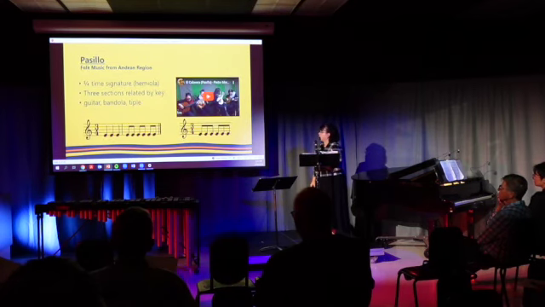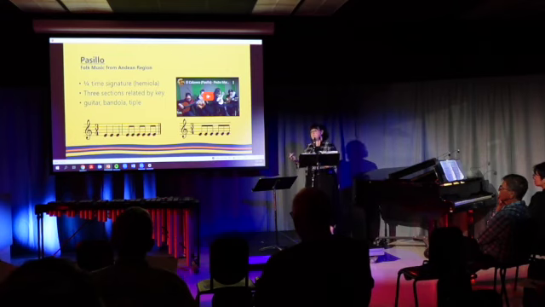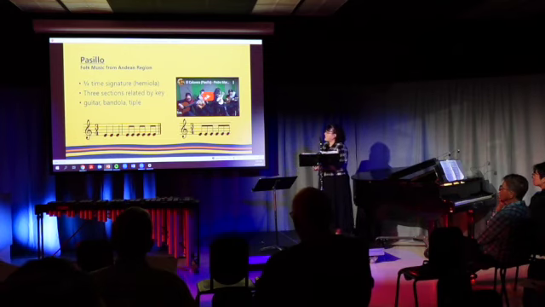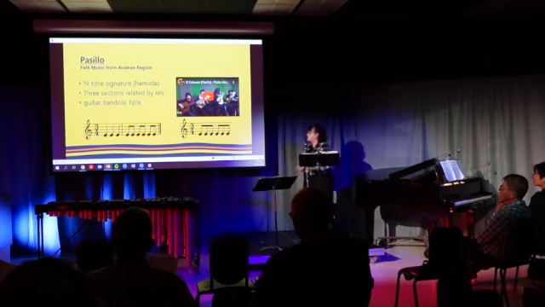And what you'll hear is a 3/4 time signature, 3 sections related by key, and typically a pasillo will have a relative major or minor in the middle section. And a typical ensemble for a pasillo is a guitar, bandola, and tiple.